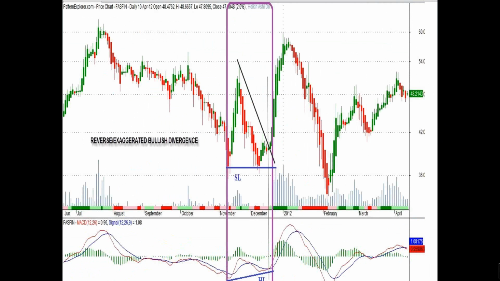And now exaggerated divergence. You can see that the price in this example has made, this is what we were talking about, double bottom. But at the same time, the oscillator, in this case MACD, has made a higher low. And look how the price behaved. At the break of trend line, which happened basically at the same time as MACD blue-red cross here, after this vertical line.